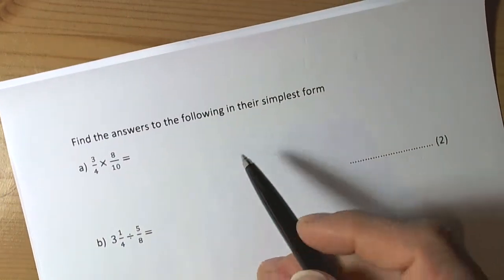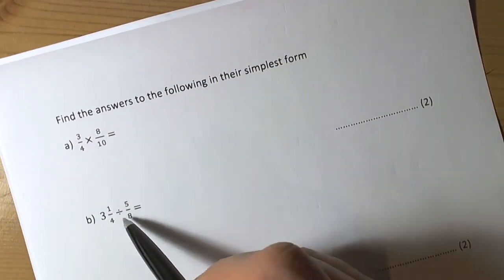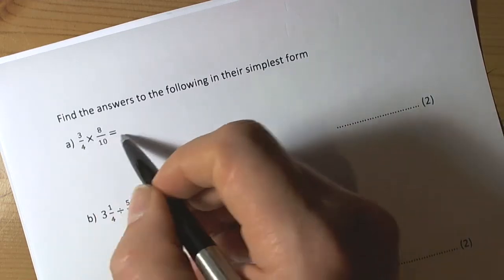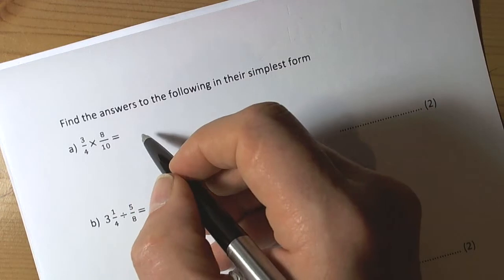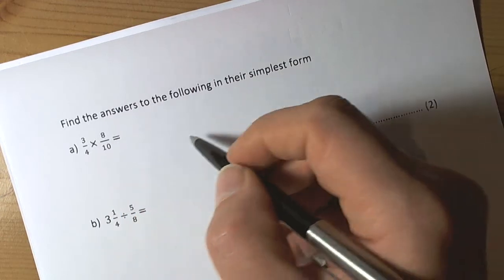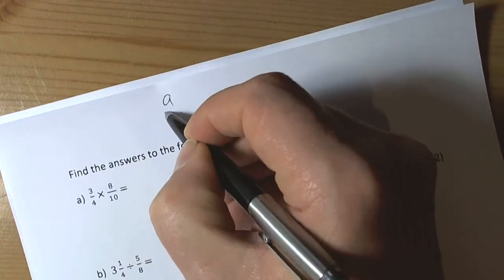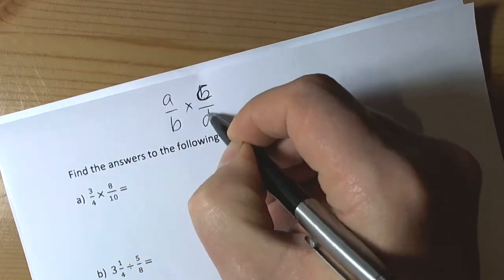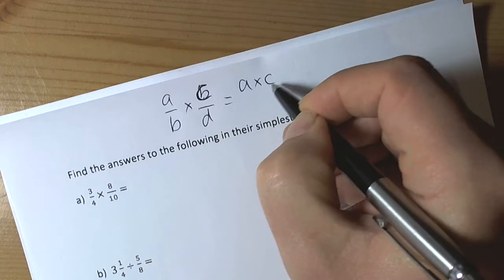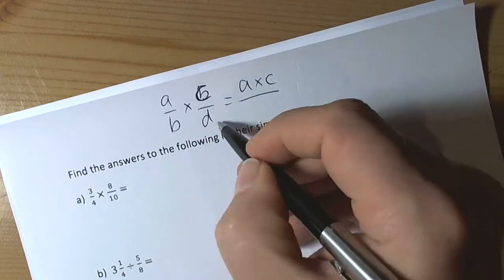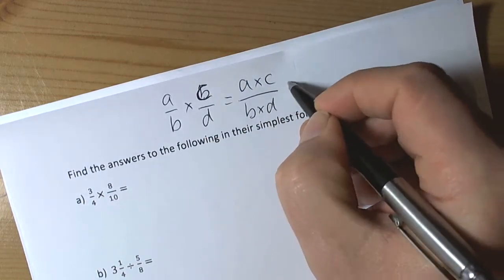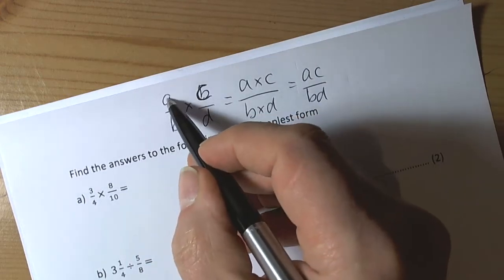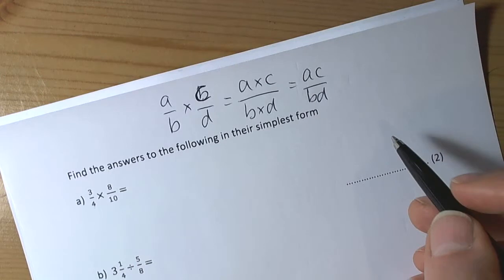Okay, so here we've got some examples of timesing and dividing with fractions. So the key thing we've got to remember when we're timesing is that it's numerators and denominators together. So if I've got something like a over b times c over d, then you times the numerators, a times c, you times the denominators, b times d, so the answer will be ac over bd if I just replace the a, b and c, d with their values.